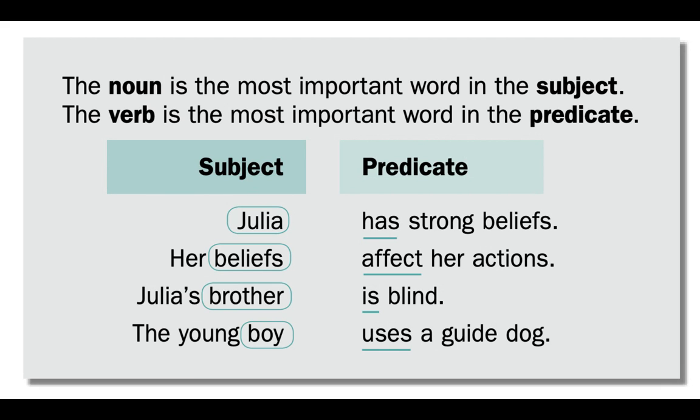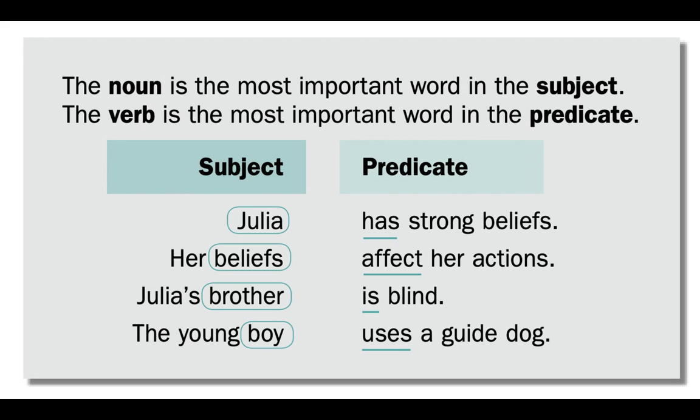Let's take a look. Julia has strong beliefs. Who has strong beliefs? Julia. What does Julia have? Strong beliefs. Her beliefs affect her actions. What affects her actions? Her beliefs. What do her beliefs do? Affect her actions.